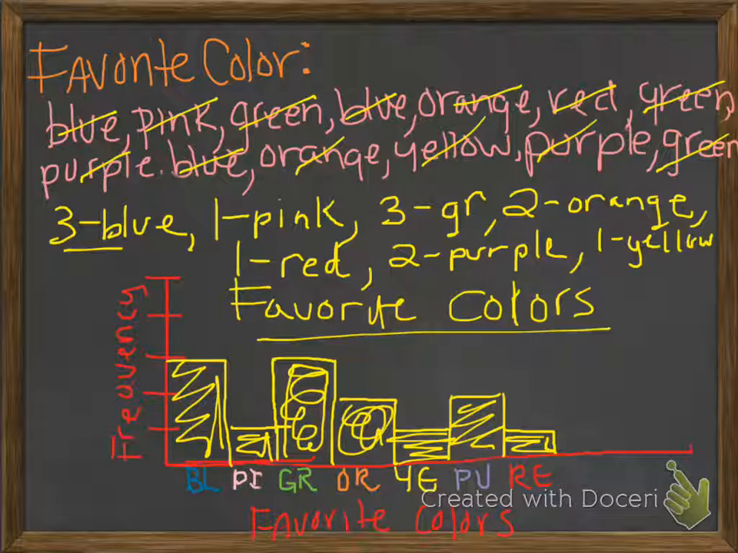Now, some questions that you might get asked about a histogram are, for instance, how many people had a favorite color of orange? Looking at this histogram, you would be able to tell that 2 people had a favorite color of orange because this bar right here goes up to 2. And that is how you make a histogram.